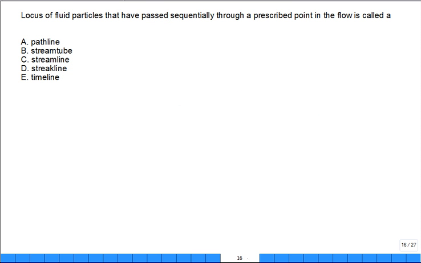Locus. Oh boy, we don't understand what a locus is. Are those things that go in herds in the air and they descend on fields and devour the food? Okay, let me read the question. Locus of fluid particles that have passed sequentially through a prescribed point in the flow is called a, so here's a point right here. They've passed sequentially through that point.